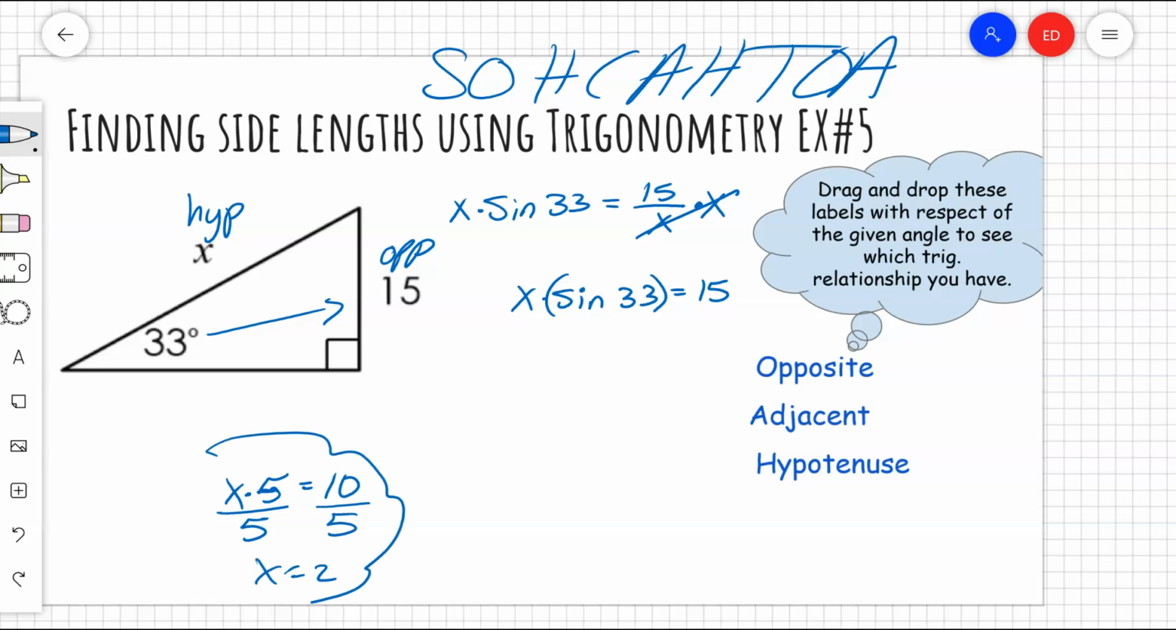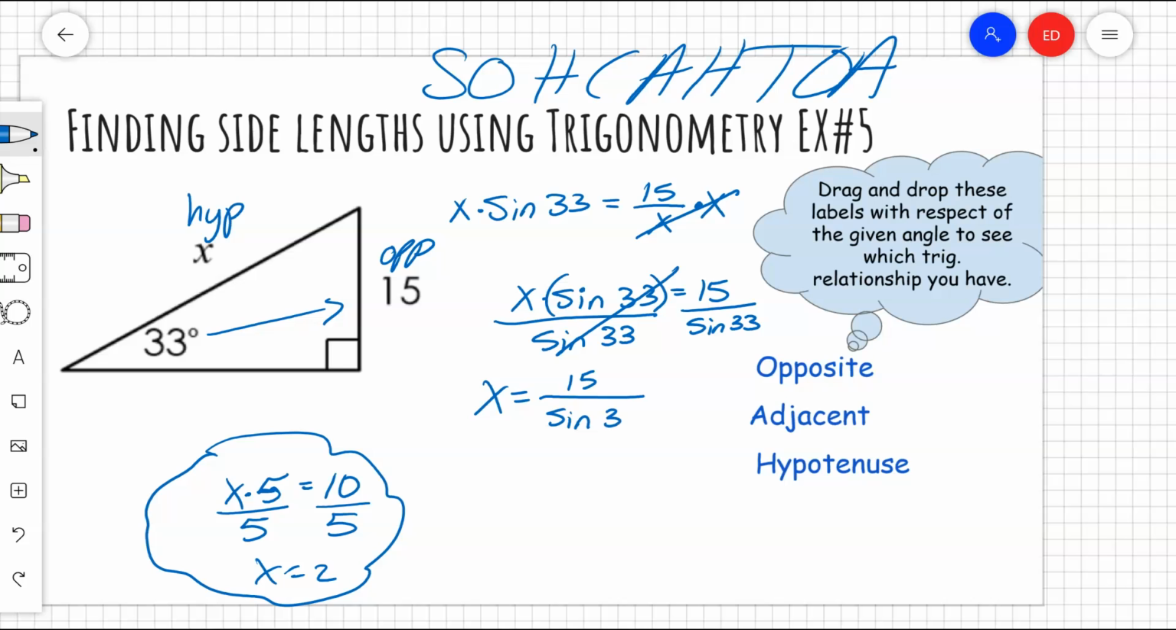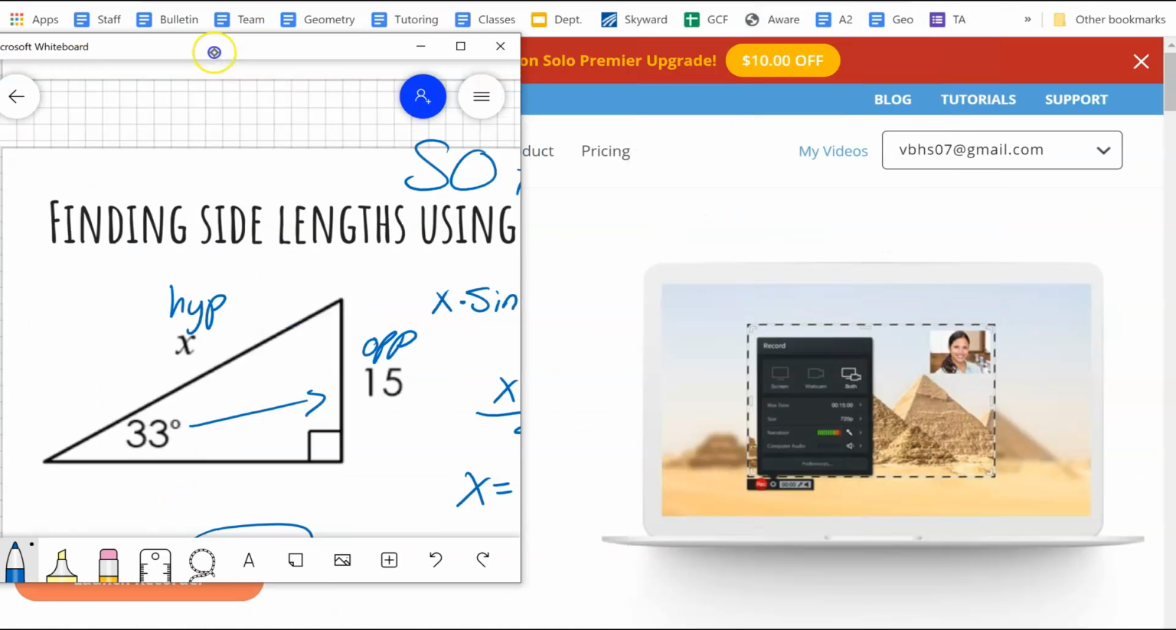And that's exactly what I'm hoping you're thinking here too, because sine 33 is just a number, so we're going to go ahead and divide both sides by sine 33. This becomes 1. I'm left with x equals 15 divided by sine 33. All right, let's go ahead and try this in our calculator.